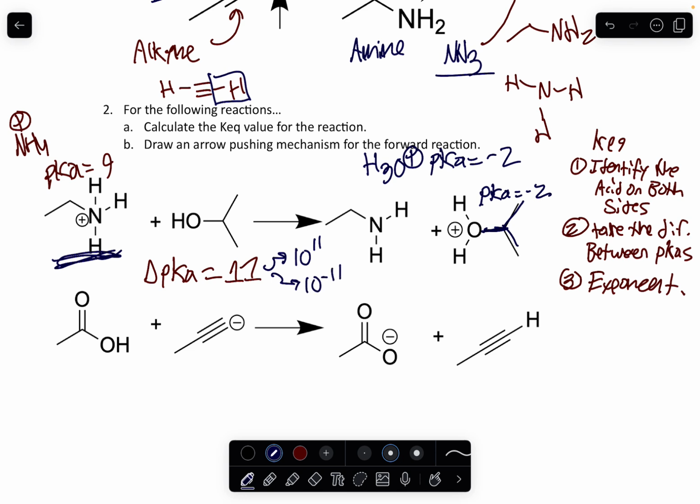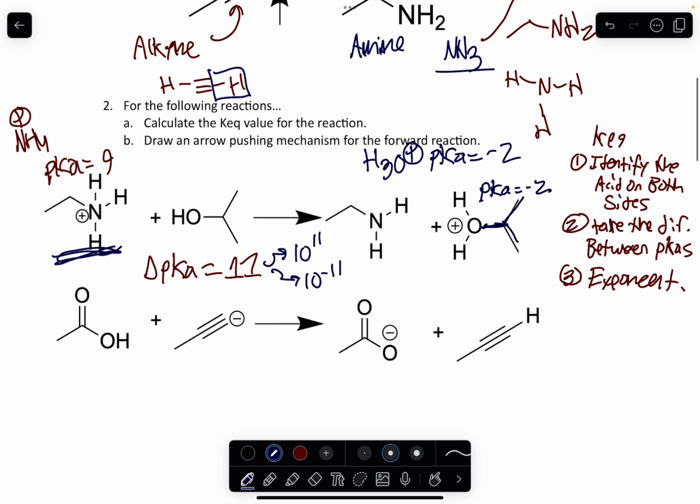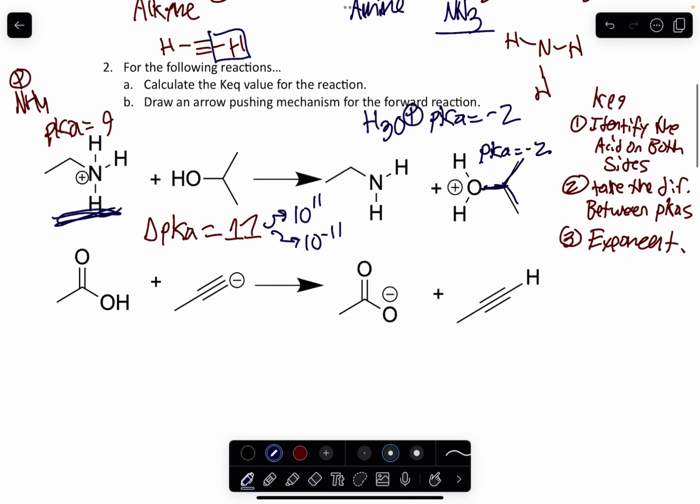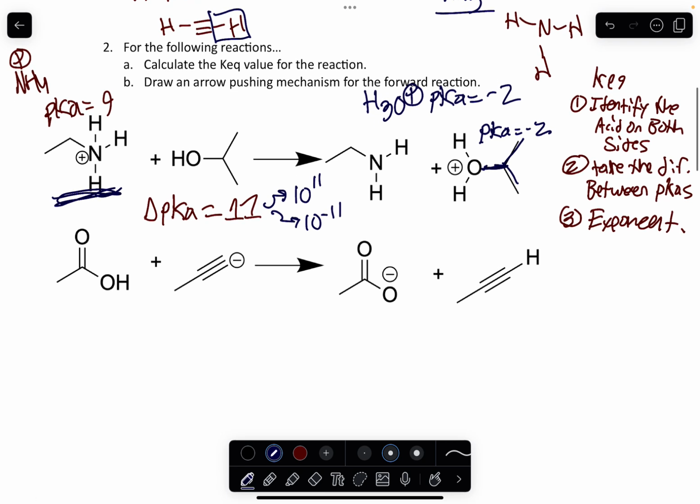If it's 10 to the 11th, that means the reaction's going downhill and the products are more stable. If it's 10 to the negative 11th, that means we're going uphill. In this case, the pKa that is lower, aka the stronger acid, is on the right side. That means that the equilibrium is going to favor the left side. It's hard to give this alcohol a proton and have it be happy. And therefore, the KEQ for this first reaction is going to be 10 to the negative 11.